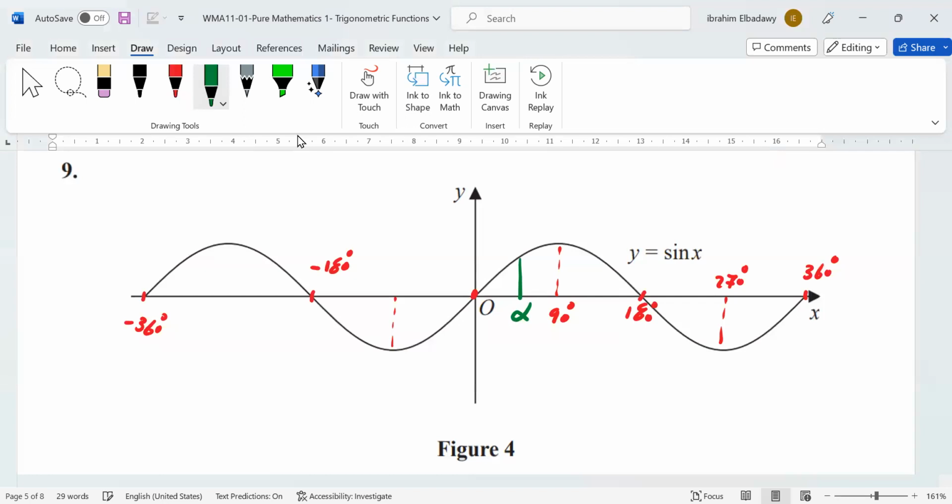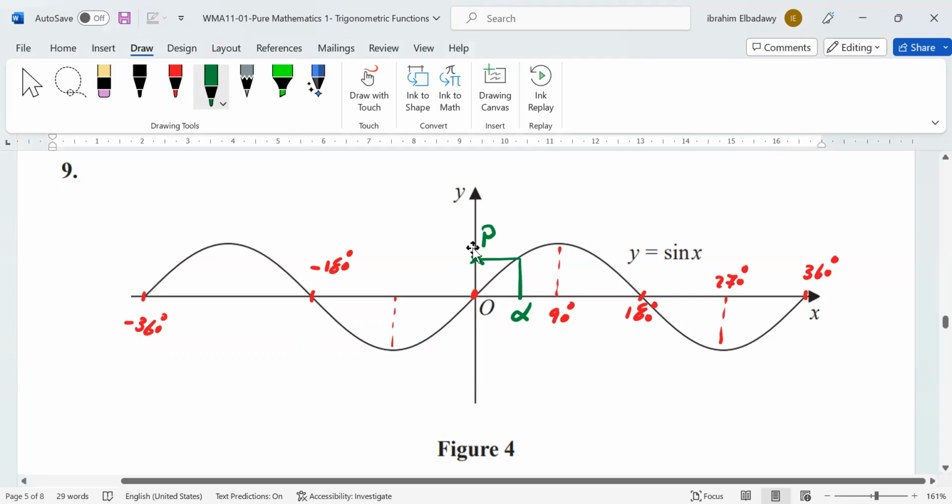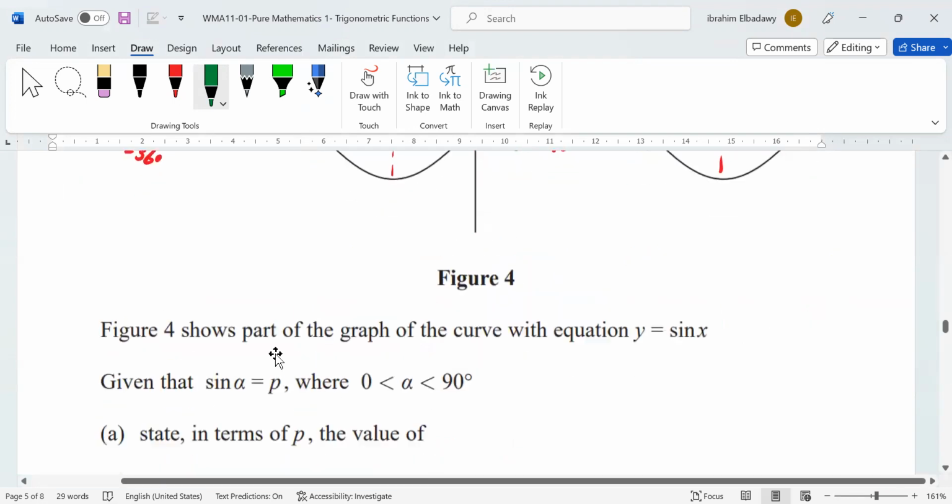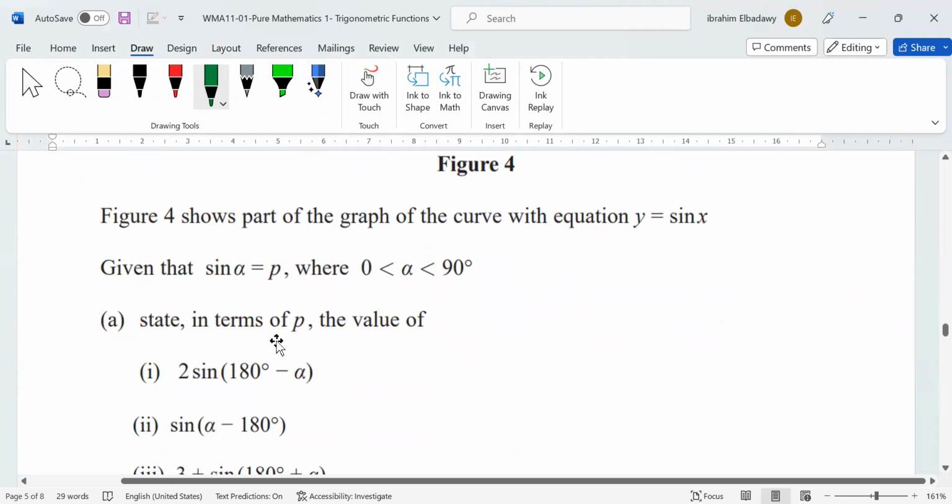Alpha is here, and this is b. State in terms of b the value of 2 sine(180 minus alpha).